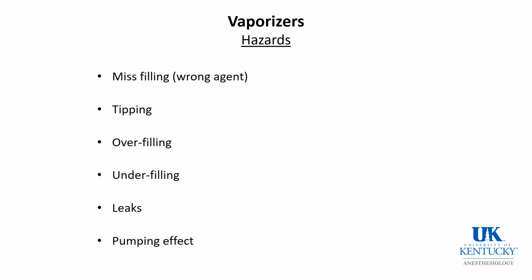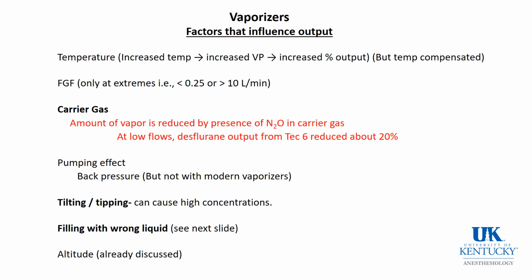A few words about some of the hazards of vaporizers. One is tipping, overfilling, underfilling, leaks. I mentioned one of the advantages of the desflurane vaporizer is it's designed to not be bothered by tipping or overfilling. Most of our modern vaporizers are temperature corrected, so you don't have to worry about it. They're also insensitive to flow, except extremes. But between a quarter of a liter a minute and 10 liters a minute, they're very constant.